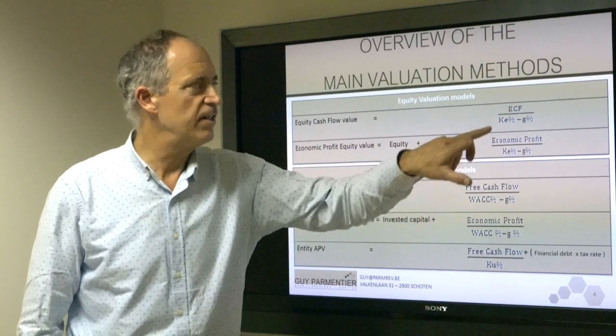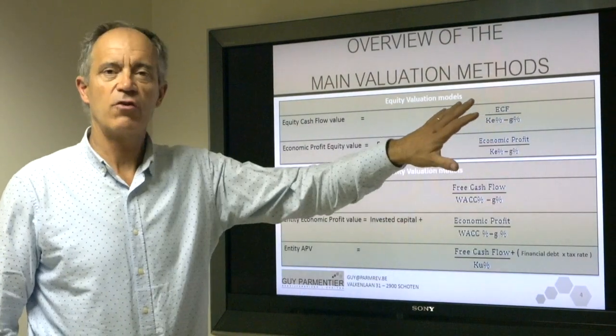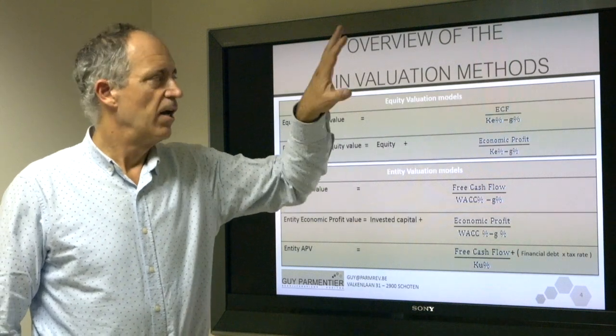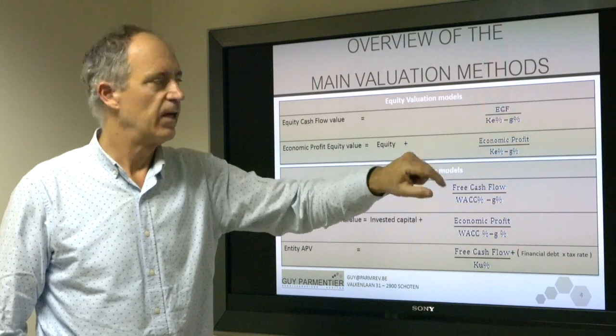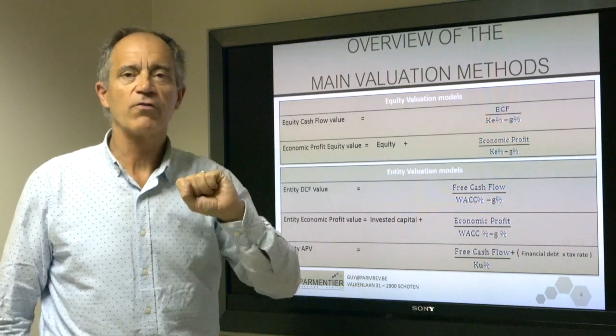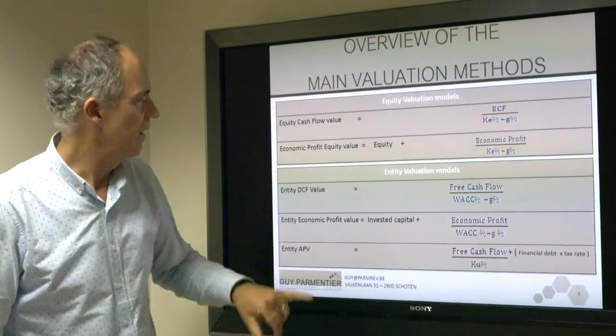As you can see here, ECF stands for equity cash flow. This is the cash flow we are going to calculate. That is in fact the cash flow that belongs straight to the shareholders. KE means cost of equity, and I will explain everything about how you have to calculate all this.